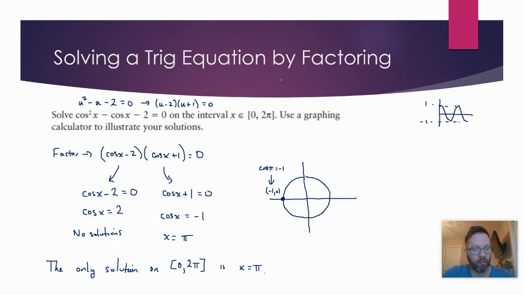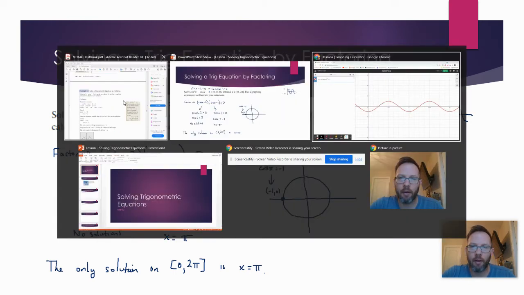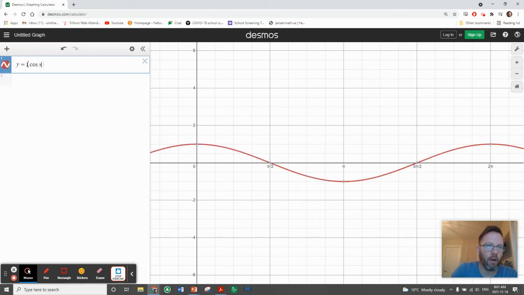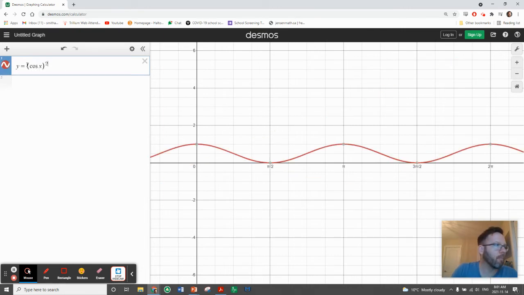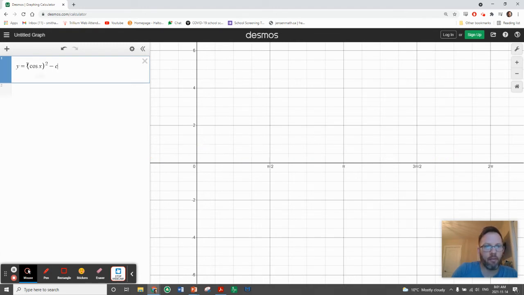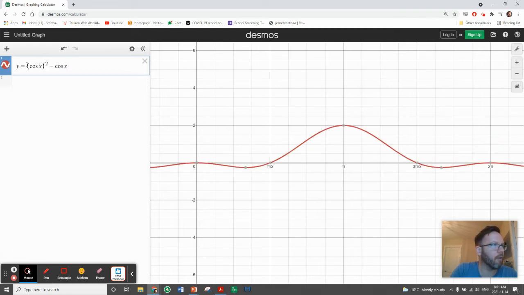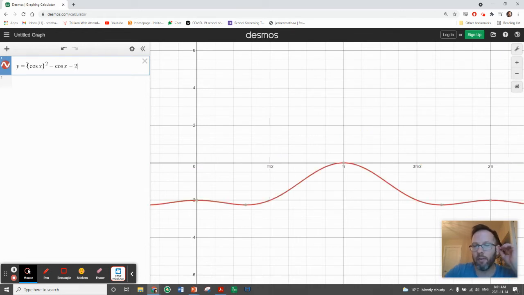Okay, let's check our answer in Desmos, actually. So let's head there. All right, and we're going to type in a new function. To square cosine, I just put in brackets, and then minus cosine x. How cool is that function too when you square cosine? Minus cosine x minus 2. When does that equal 0? Well, first of all, that is a cool looking function. But secondly, we can see that the only time this is equal to 0 is when we get x equals pi. So pretty neat.